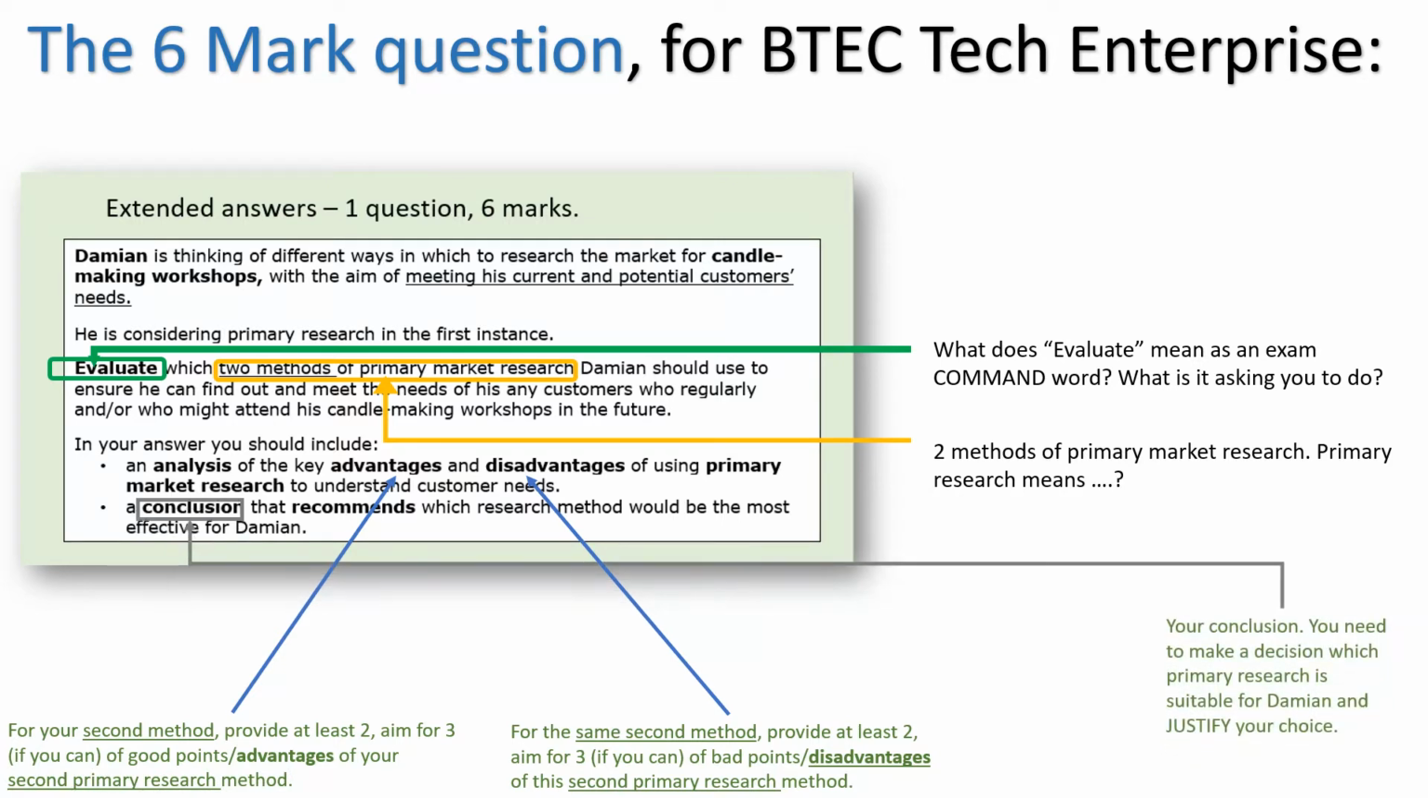Now folks, you're ready for your conclusion. This is where you need to make a decision on which primary research is suitable for Damien, and most importantly, absolutely importantly, ridiculously importantly, is justify your choice.